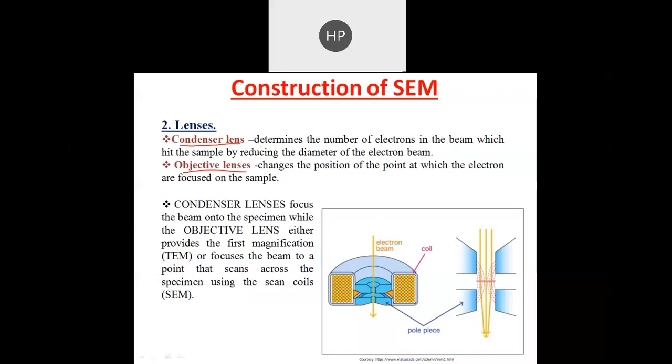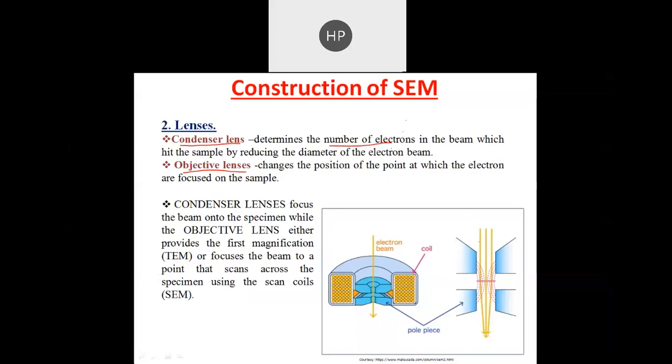So what the condenser lens will do, it will determine the number of electrons in the beam which hit the sample by reducing the diameter of the electron beam. So what it will do? It will determine the number of electrons, how many electrons are going to hit the sample. Okay, there are numbers of electrons, but out of them, how many are going to hit on the sample, and it will reduce the diameter.